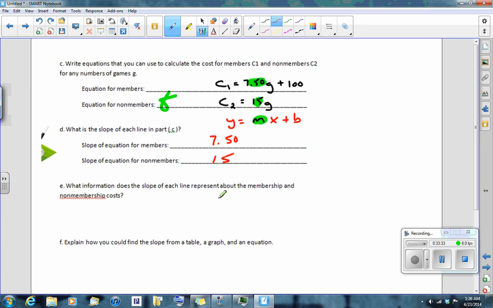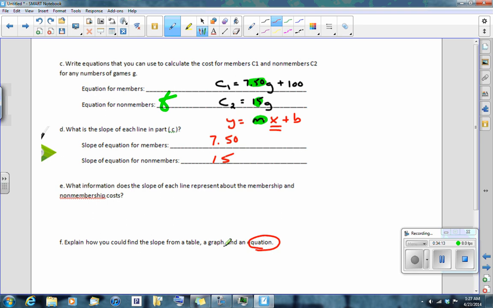What does the slope of each line represent about the membership and non-membership costs? The slope represents the cost per game. You get $7.50 for each game for members and $15 for non-members. And it says, explain how you can find the slope from a table, a graph, and the equation. Looking at the equation, we can find it because it is always the coefficient, or it sits next to the x variable, or in the case of this story problem, it's sitting right next to g. It's the coefficient of g. So we can find the slope from the equation that way.